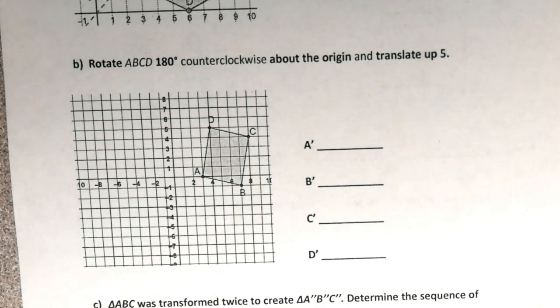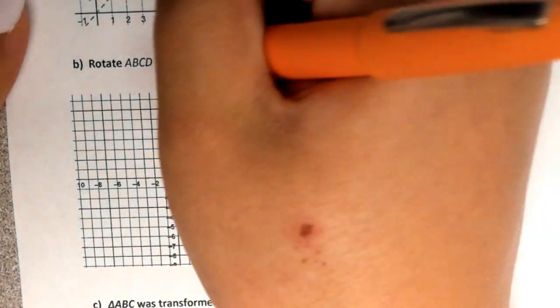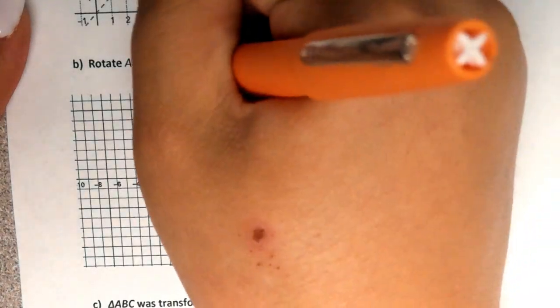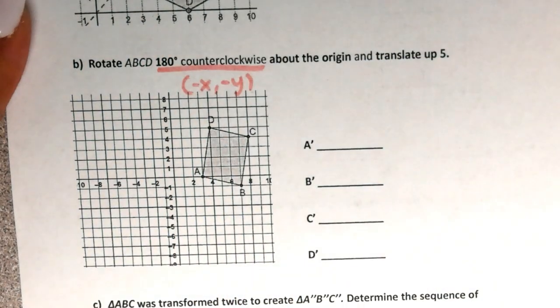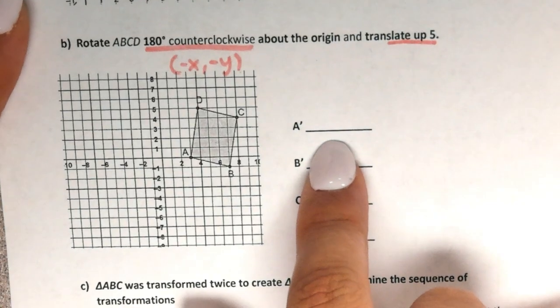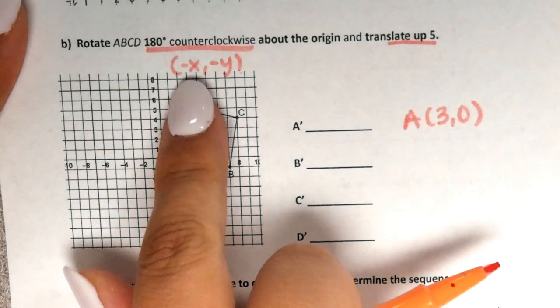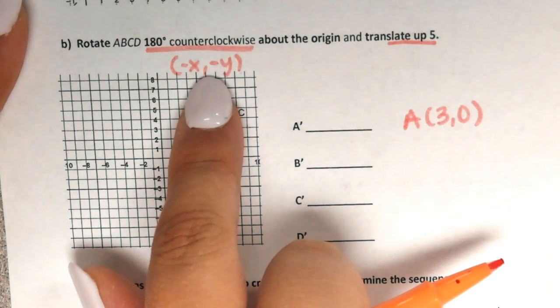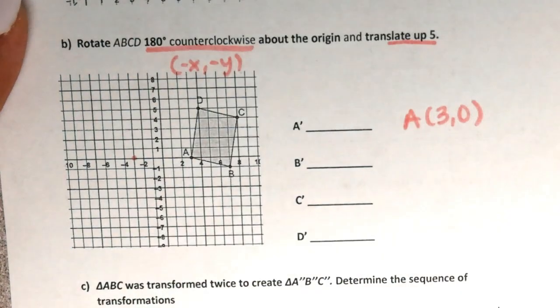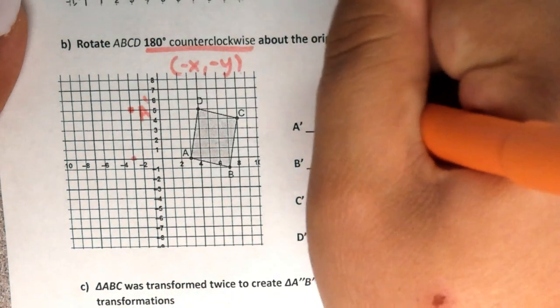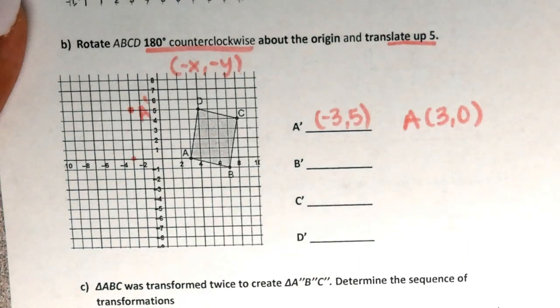Letter B, I'm going to do all of. So letter B says rotate 180 counterclockwise. What was the rule for that? Negative x, negative y. And then it says translate up 5 units. So where is A at? A is at (3, 0). If I do negative x, negative y to that, where am I at now? (-3, 0). But that's not my answer because what do I have to do? Up 1, 2, 3, 4, 5. Where do I end up? (-3, 5). And that is how you do this.